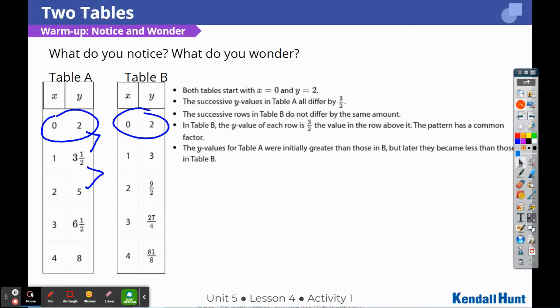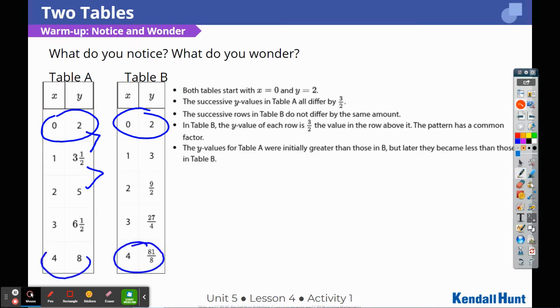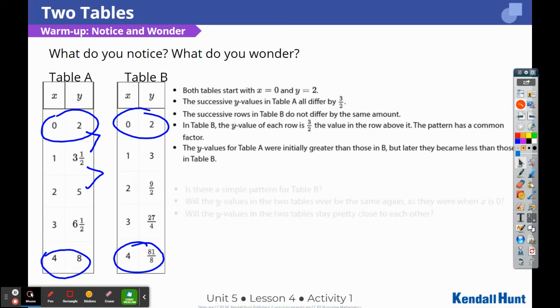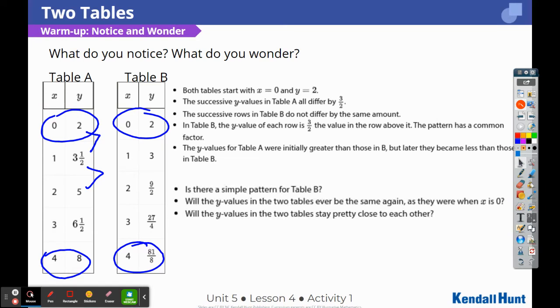Table A was initially greater than table B, and now if you look at the fourth value, so when x is 4, table B's value is now greater than table A. You could have wondered if there was a pattern, and so there is a pattern. Table B is being multiplied instead of being added by the same value every time.